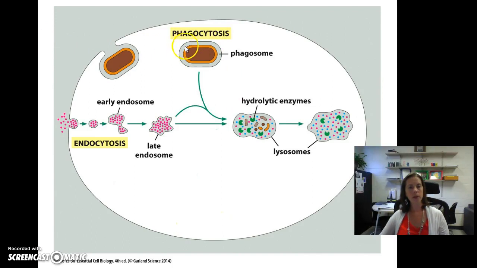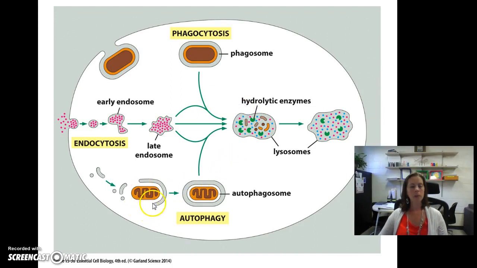Phagocytosis, similarly, you have this large particle that is enclosed in the cell membrane. Now it's called a phagosome, and that phagosome will also fuse with the lysosome so that the material inside can be digested. And sometimes there are organelles in the cell that are damaged and unhealthy.